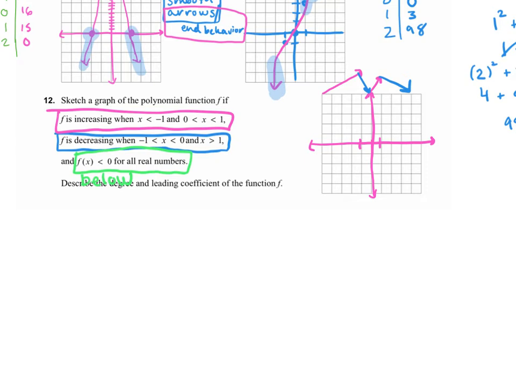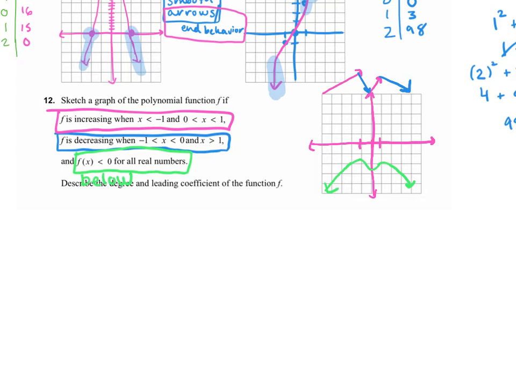So our graph is going to be increasing down here until we get to -1. Then we go decreasing until we get to 0. Then at 0, we go back to increasing till 1. At 1, we go decreasing again. So our graph would look approximately like this. It's going to be somewhere below the x-axis. We could make it touch the x-axis here if we wanted to.